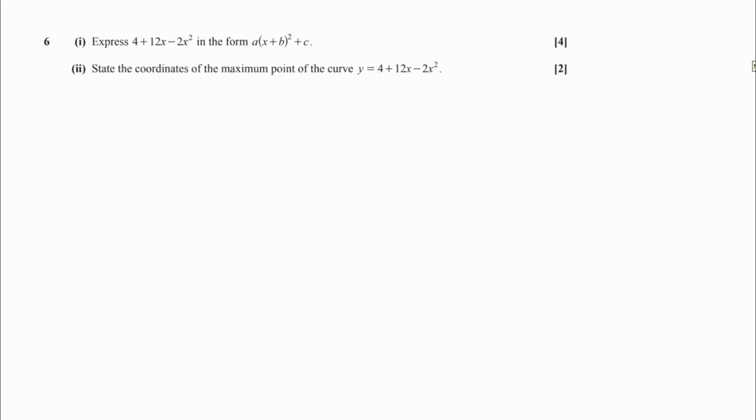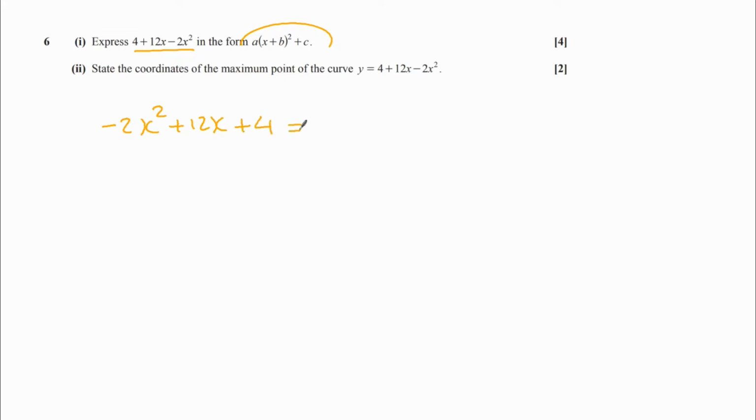Question 6. Express 4 plus 12x minus 2x squared in the form of a times (x plus b) squared plus c. So this is basically foundation to the use of completing the square, and this is how we use this format to complete the square. So I'm going to write it in the normal standard form: minus 2x squared plus 12x plus 4. So that is same as this.